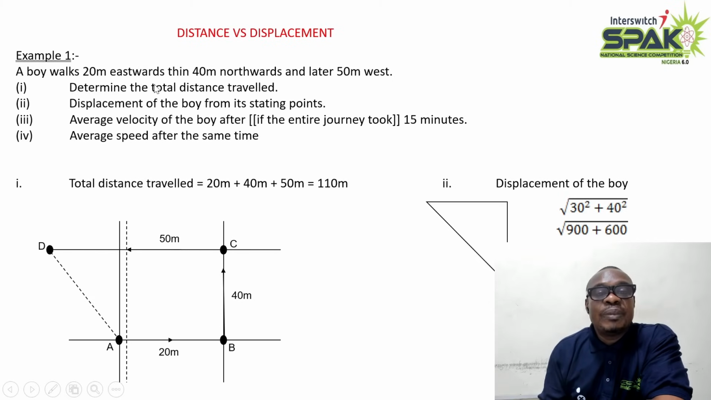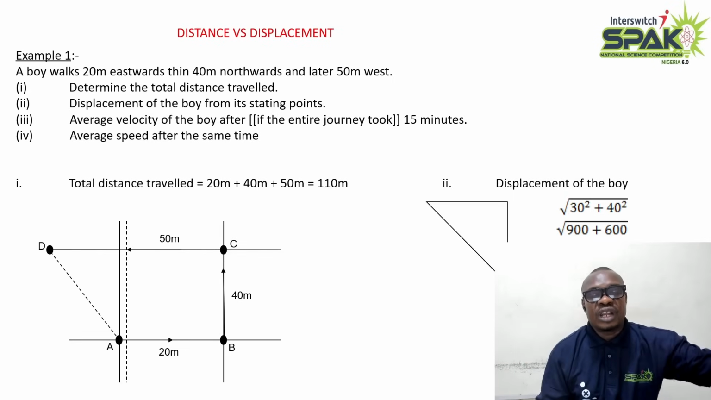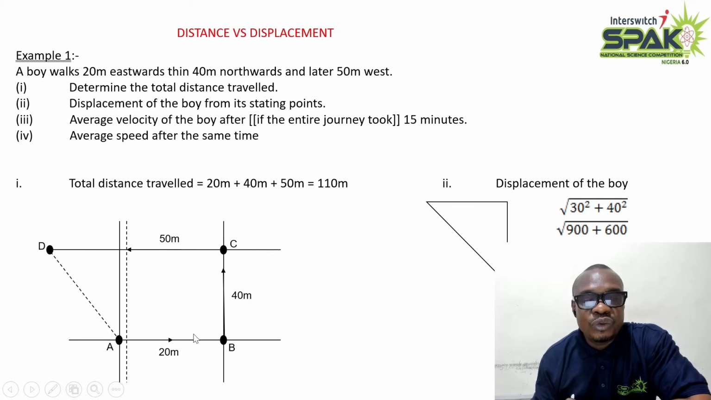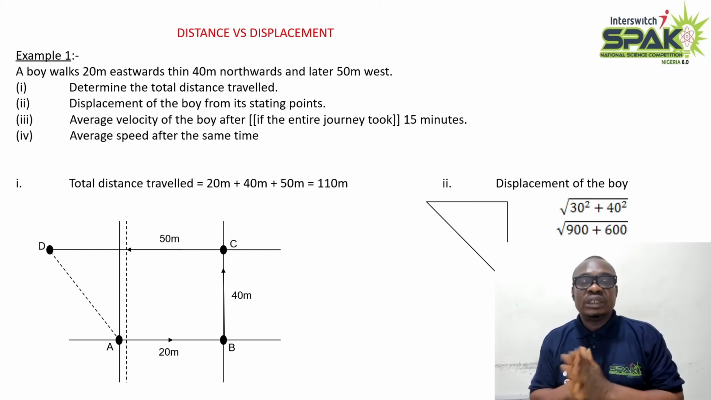Number 1, determine the total distance traveled. How can we obtain the total distance traveled? Remember, in my previous slide, I told you that distance is the path followed. So let's look at the path followed in this case. From A to B is 20. Then from B to C is 40. Then from C to D is 50. So what then do we do? 20, 40, 50. We add them up. 20 plus 40 plus 50 gives me 110 meters.